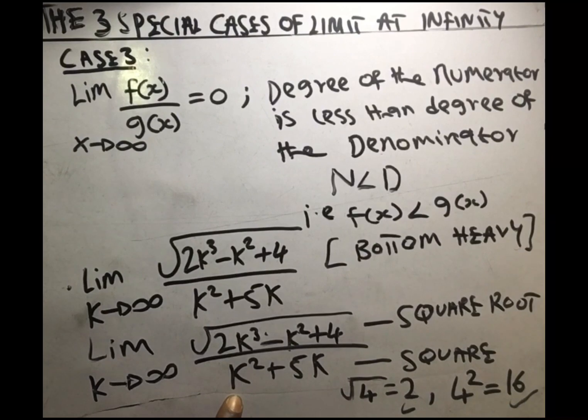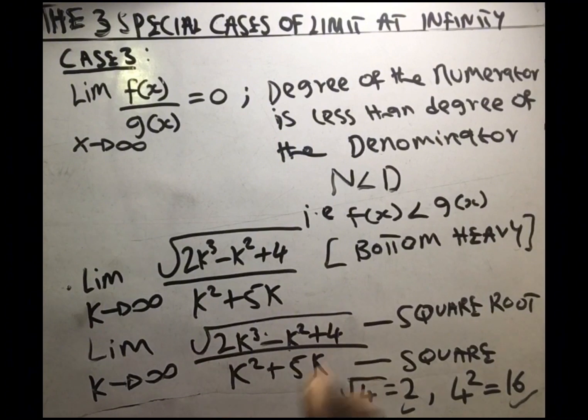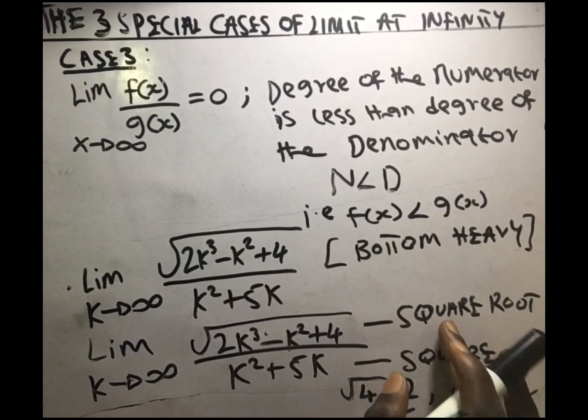So this is actually bottom heavy, because the function which is at the denominator is bigger, since it is a square function, while this one is a square root function. And the square root function will always take the graph down when plotting the graph.